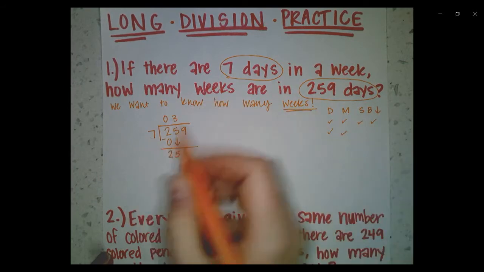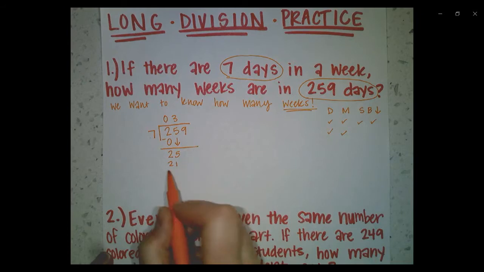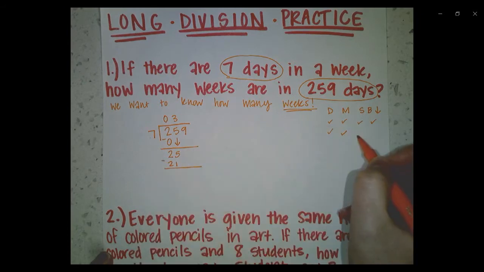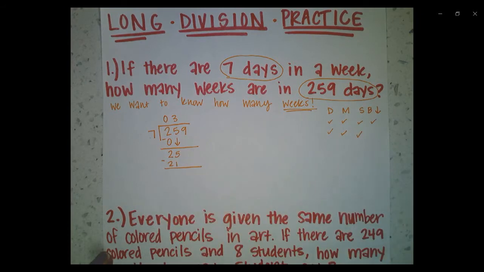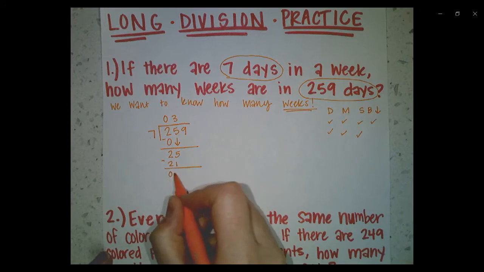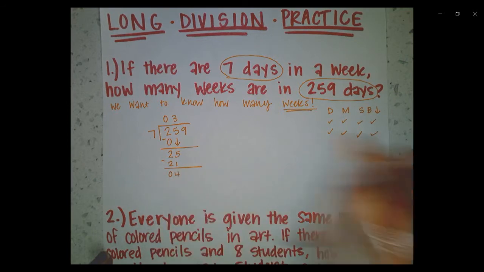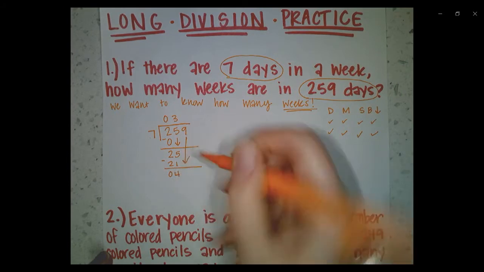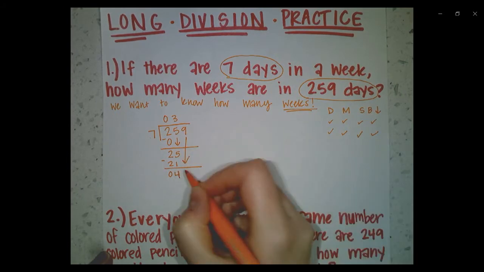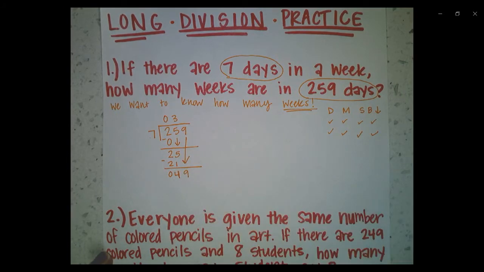So 7 goes into 25 3 times. 7 times 3 is 21. Then we subtract. 25, take away 21, leaves us with 4. And then our last step is to bring down. So we bring down the 9, and then we start again.